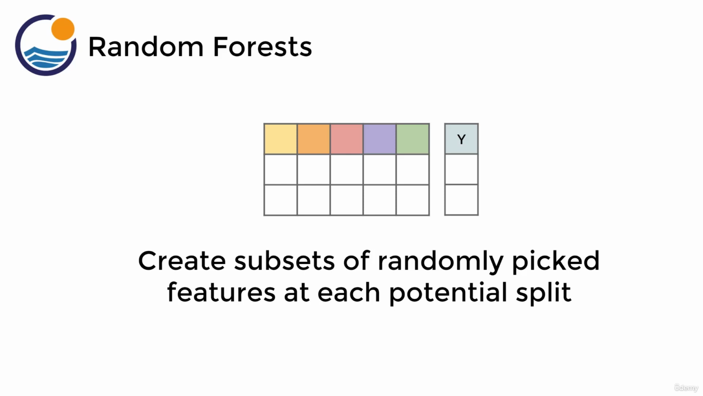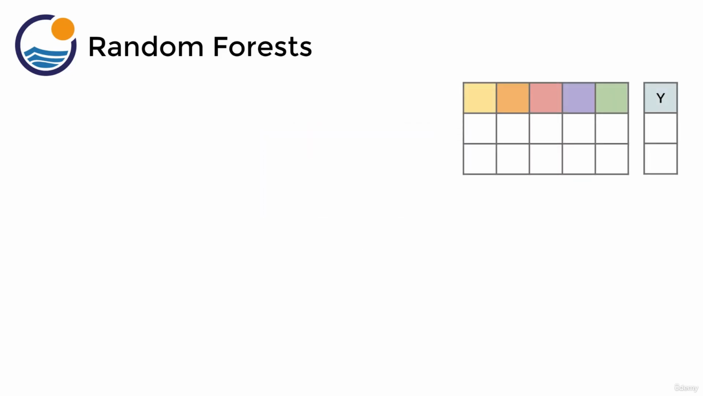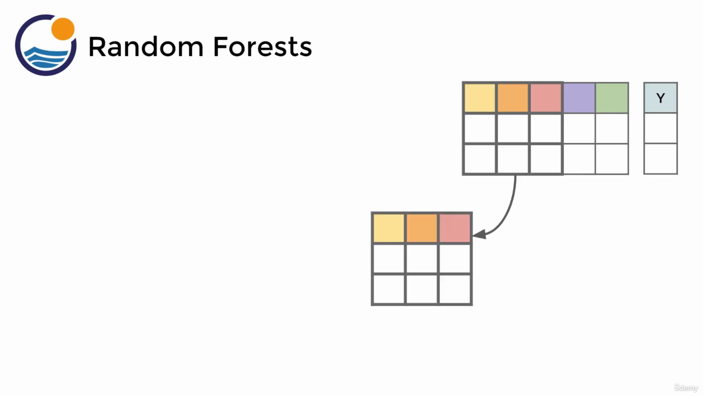Let's walk through a simple example of creating those subsets of randomly picked features at each potential split. We start off with our complete feature space. In this case, it's 5 features and the Y label we're trying to predict. And what we're going to do is choose some n number of features to randomly select for a subset. In this case, I will say the number of features for the subset is 3. Later on, we'll actually discuss how to choose this subset feature number. But for right now, I will randomly select 3 of those 5 total features.